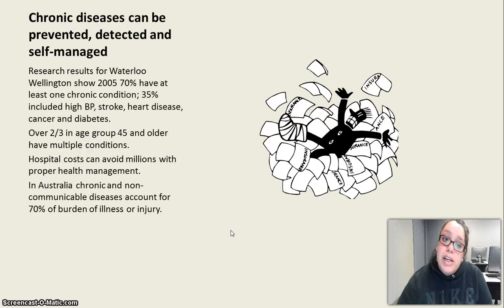Chronic diseases can be prevented, detected, and self-managed. Research shows in Waterloo Wellington in 2005 that 70% have at least one chronic condition. 35% of the 70 included high blood pressure, stroke, heart disease, cancer, diabetes. And over two-thirds of the population in the age group of 45 and older have multiple of these conditions. The hospital costs can be avoided by millions with proper healthcare management. And in Australia, chronic and non-communicable diseases accounted for 70% of people's illness or injury.